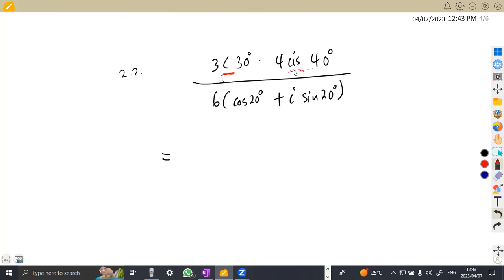They're just writing the same thing. So we can even change this to the same format, to say this is the same as 4 angle of 40 degrees like this. All right. Then we move on to this one.